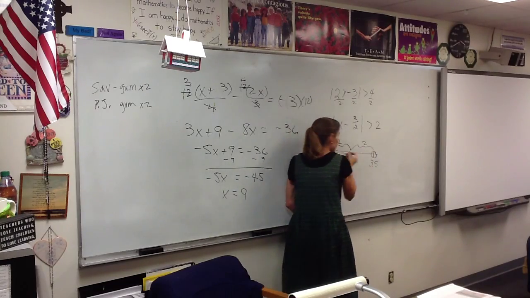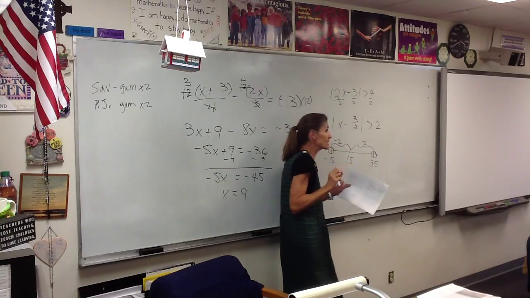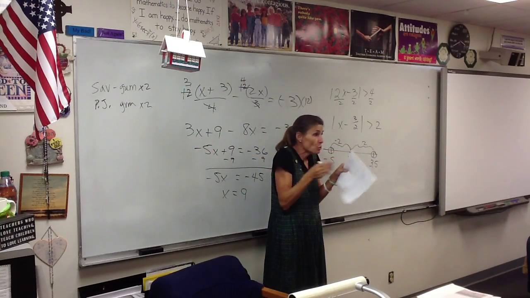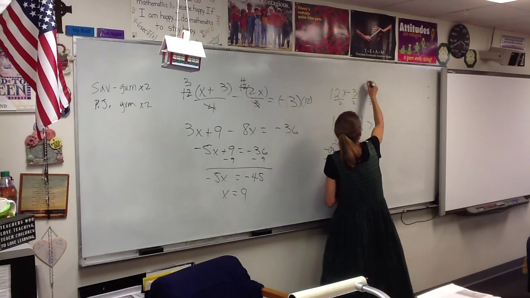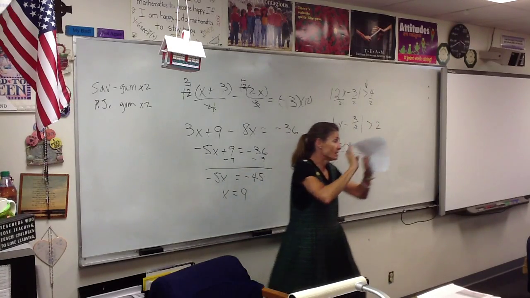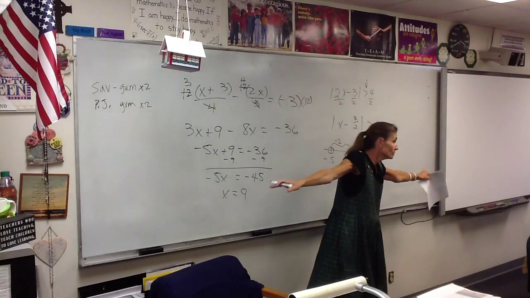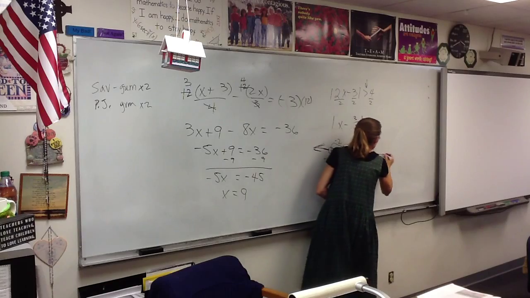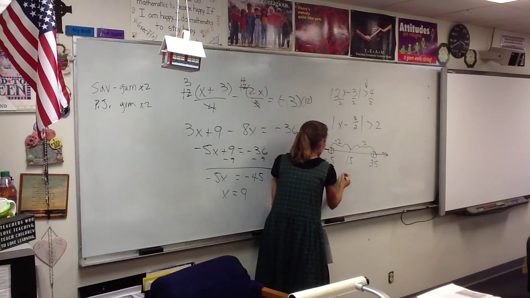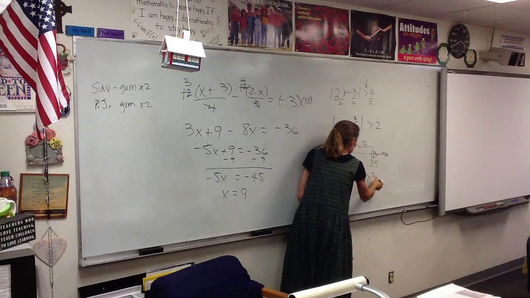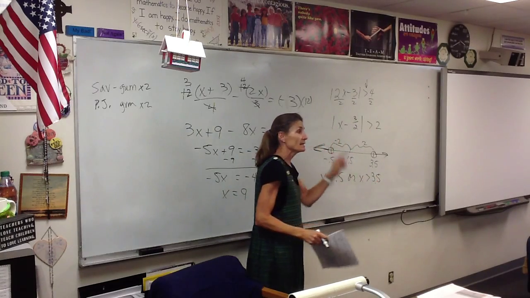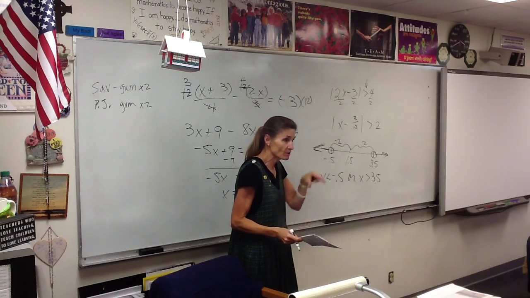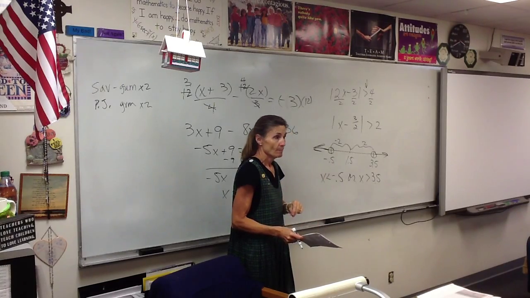Now these are the answers. You just need to decide if you're going to shade out of them, outside of them, or in between them. This is your key. What does greater than mean? Out. The alligator eats it. So this and this are your answers: less than negative 0.5 or greater than 3.5. Kids, everything here is a GTQ, guaranteed test question. This is what you have to do on your test. Okay?